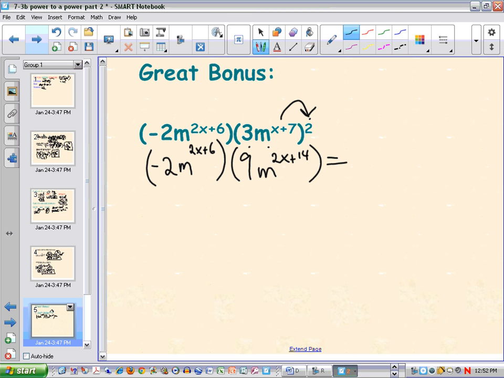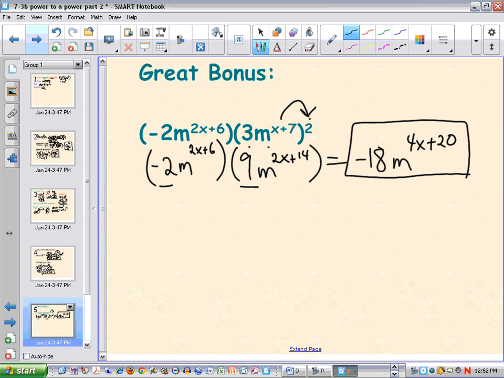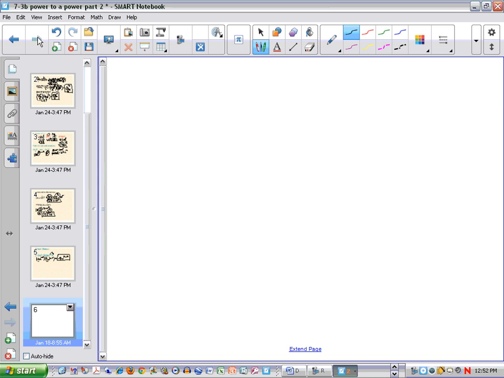So now multiplying monomials, let's multiply our coefficients. -2 times 9. Then m to the 2x plus 6 times m to the 2x plus 14. We're multiplying with like bases. Keep the same base. Add the exponents. That's 4x plus 20. Okay. Hope you enjoyed that one.